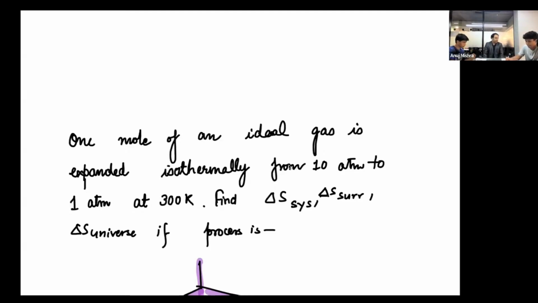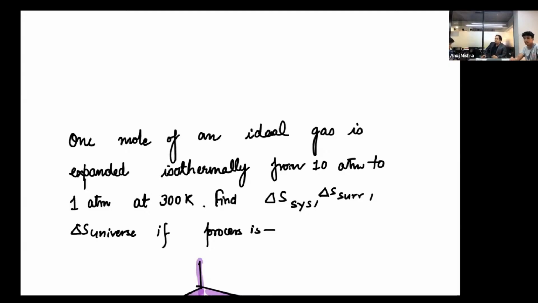How do you get delta S of the system? You know dS is dq by T, for the reversible case. Do I know what dq is for isothermal? dU is 0. dU is dq plus dW, so dq is minus dW, and dW is minus p dV. And what is the value of p? nRT upon V, if you talk about ideal gas. So substitute and solve.